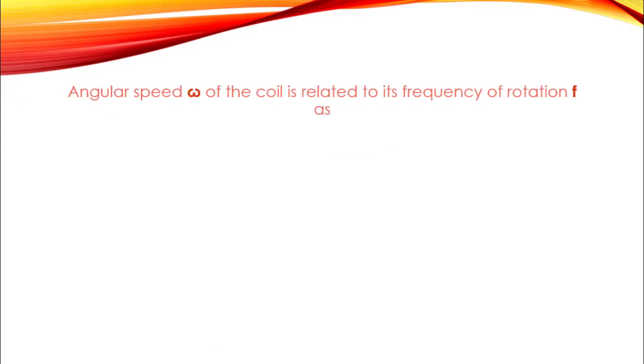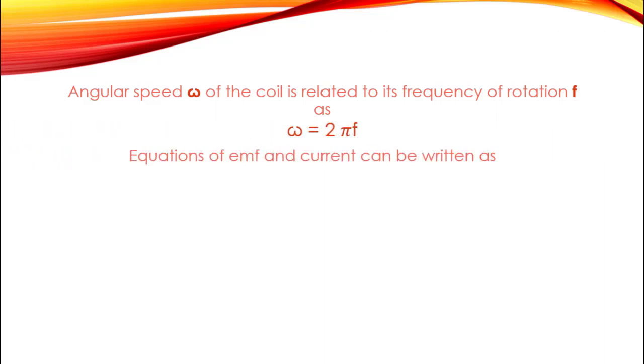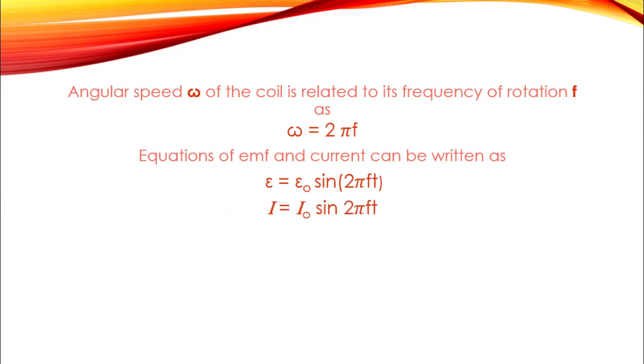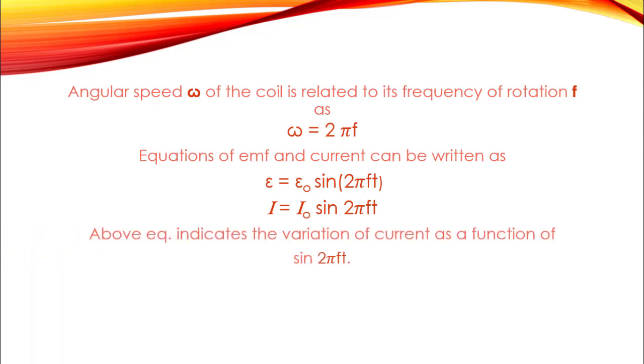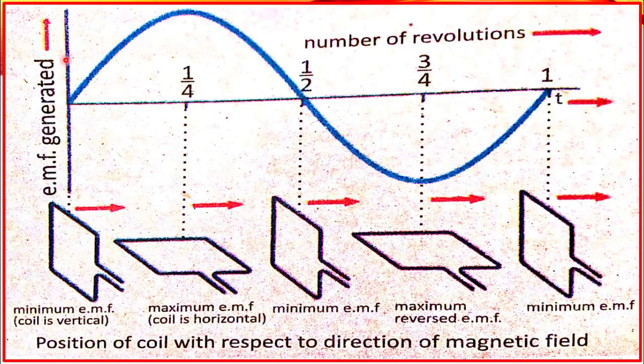The angular speed omega of the coil is related to its frequency of rotation f as omega is equal to 2 pi f. Thus the equations of EMF and current would be transformed as E is equal to E naught sin 2 pi f t, and I is equal to I naught sin 2 pi f t. The above equation indicates the variation of current as a function of sin 2 pi f t. As we can see, this is a graph between EMF and time. We can plot a similar graph between the current and time and current and angle theta.